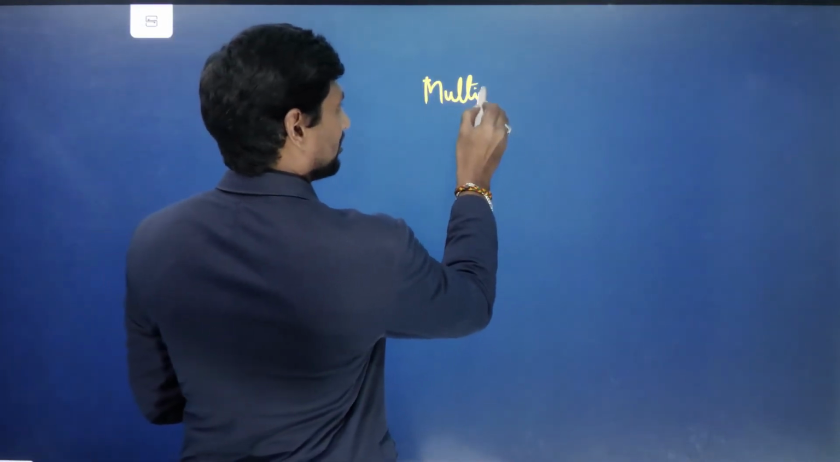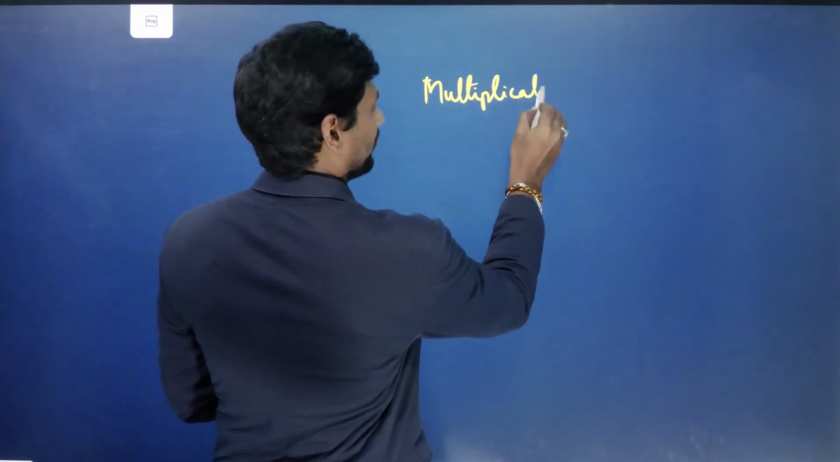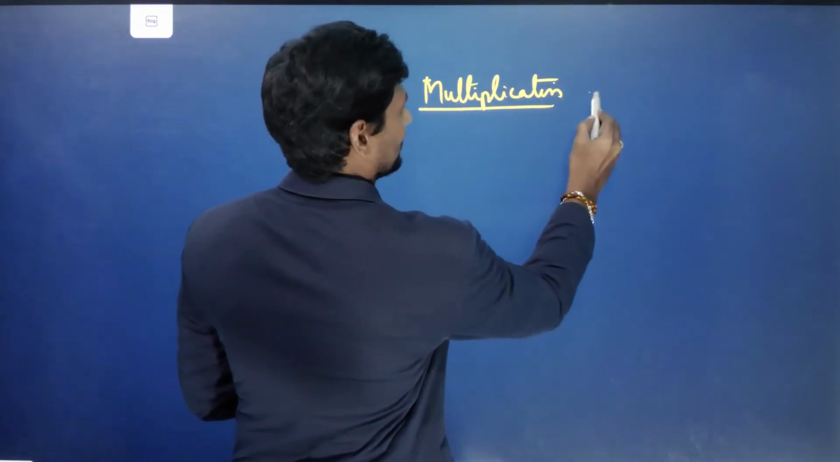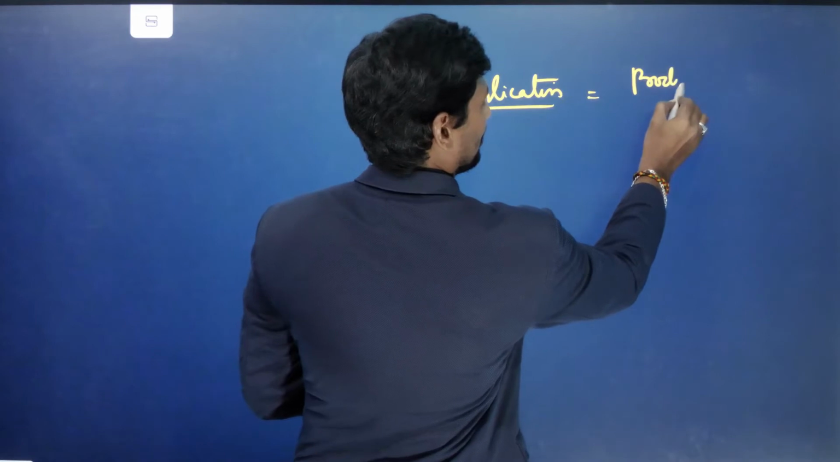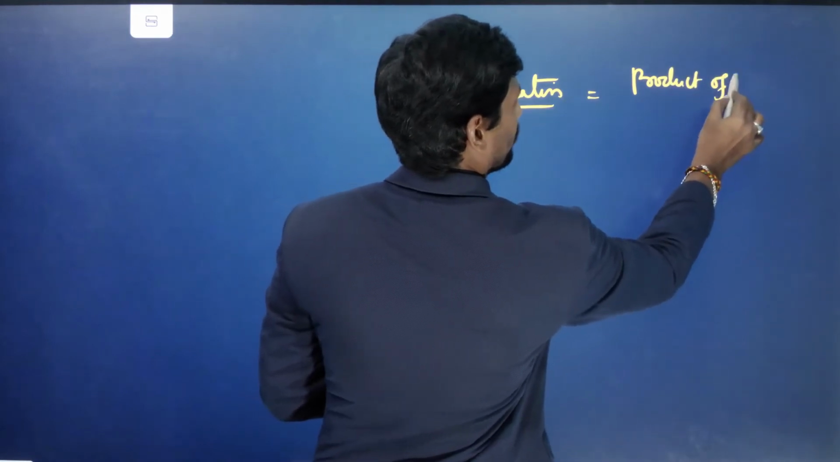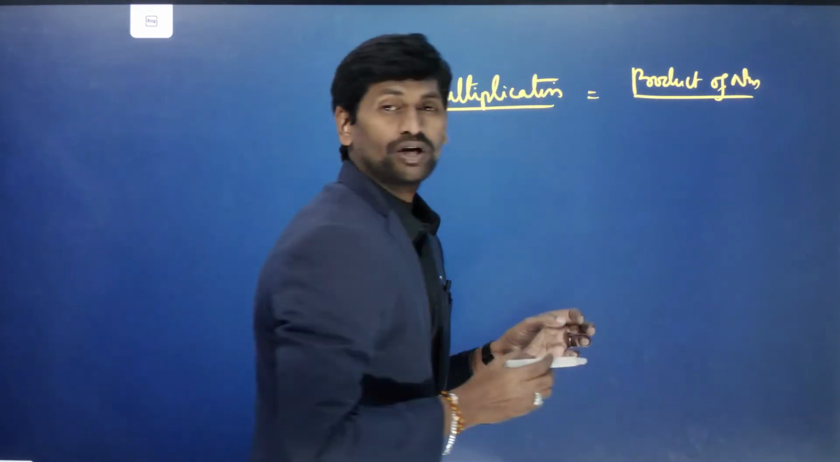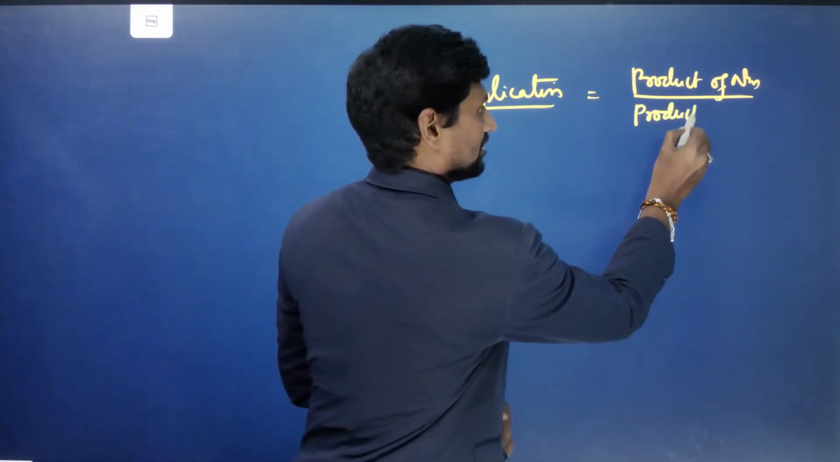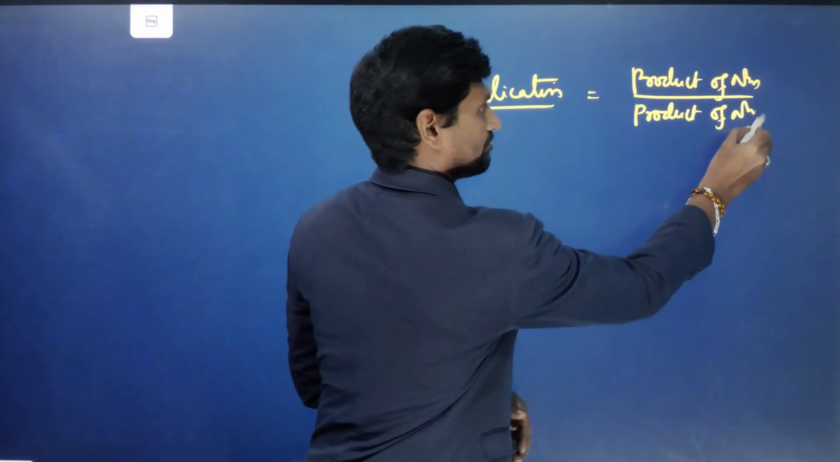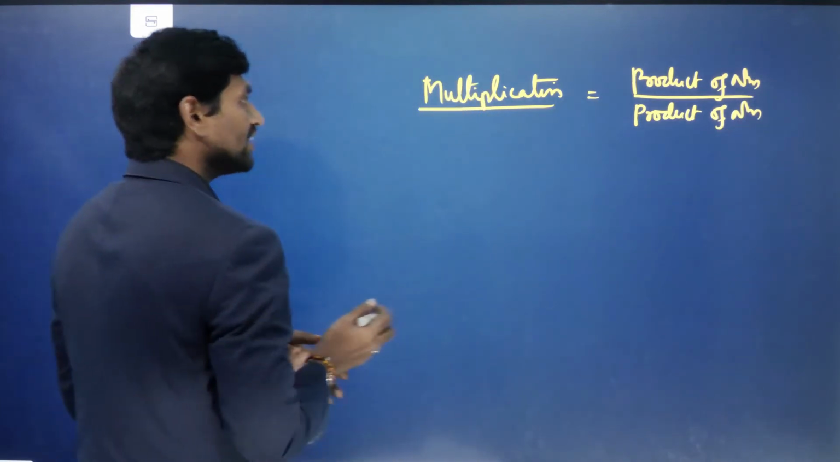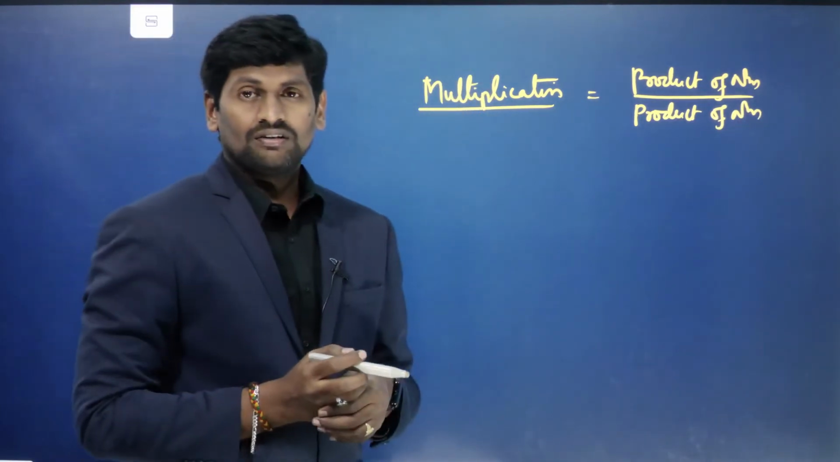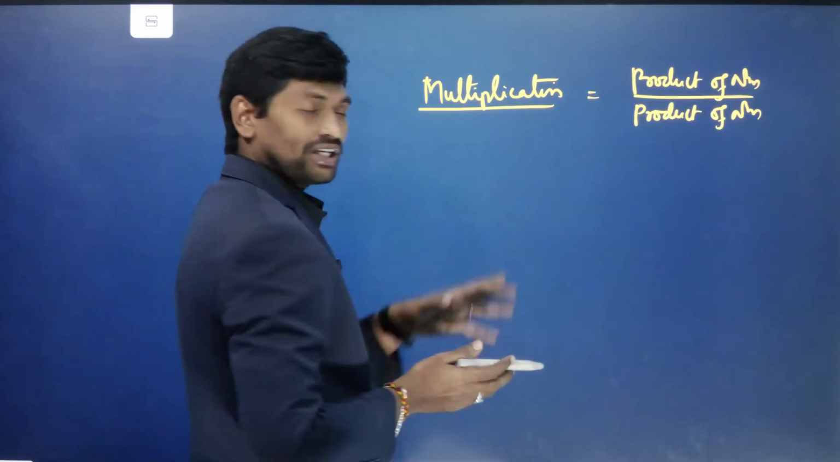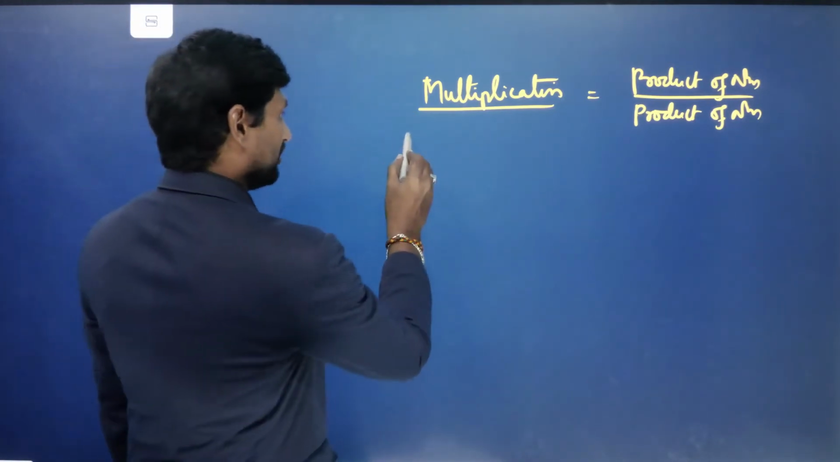Multiplication of two fractions is nothing but product of numerators by product of denominators. Okay? This is multiplication. Division. How to do the division? Okay, let us see one example here, then we go to the division.